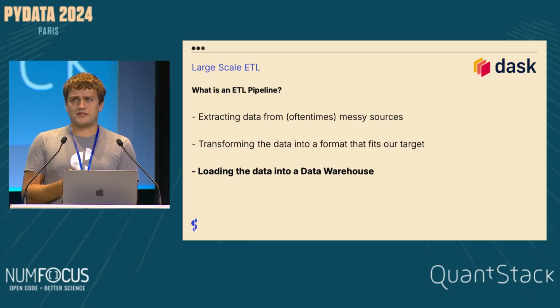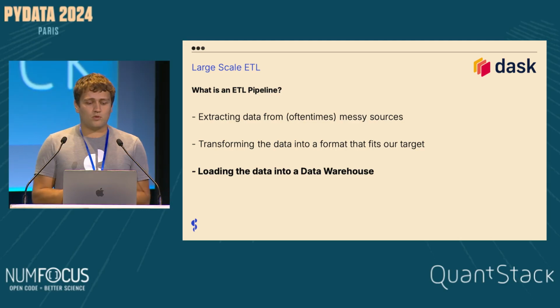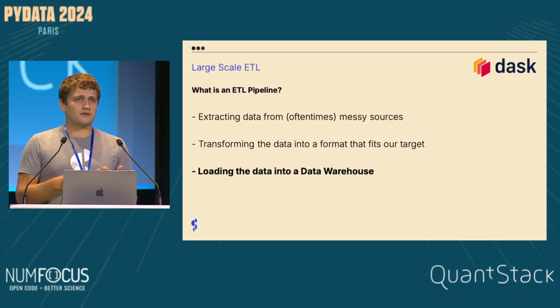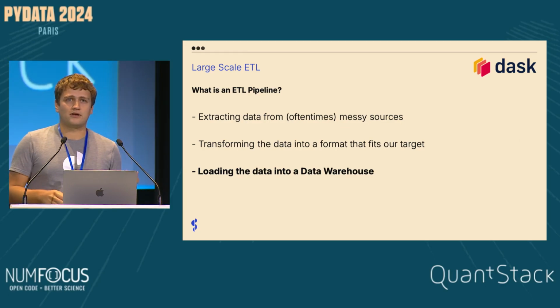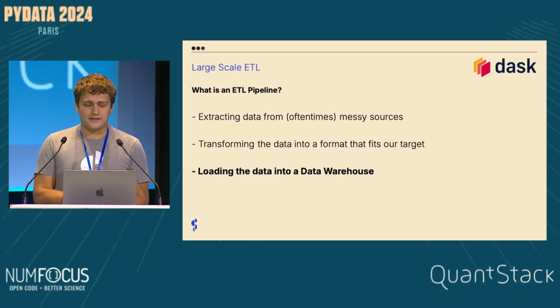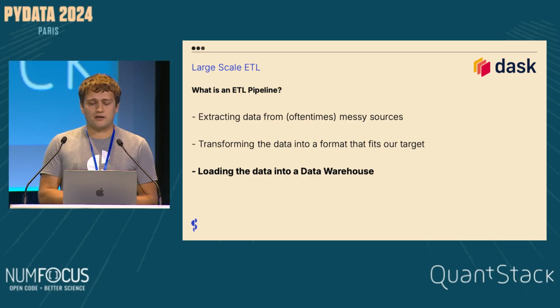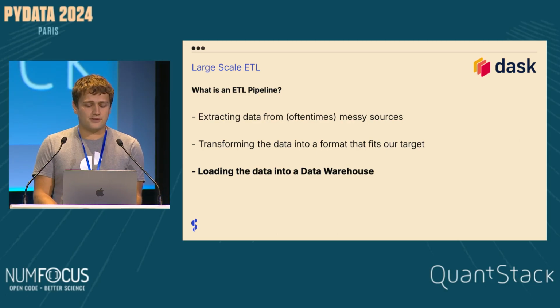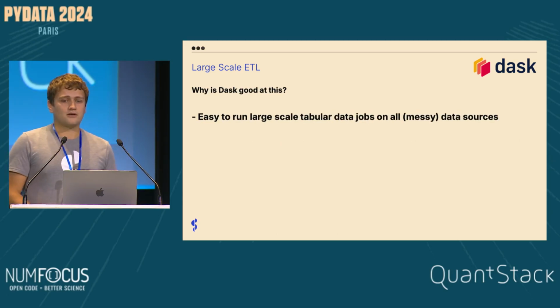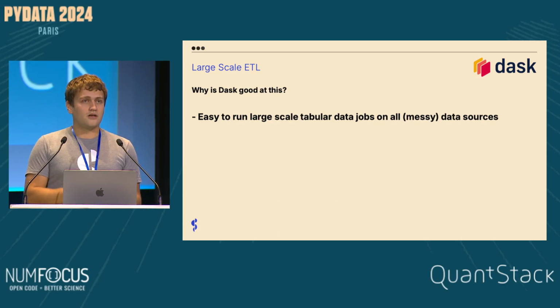This could be a SQL database, but then it's probably not something where Dask is very good at, or something more suited for large scale like Snowflake or Delta Lakes or Google BigQuery, any of these systems. We want to focus more on the large-scale part because there are lots of tools out there that fit the single node case very well. So as I said, lots of tools. The question is, why is Dask good at this?